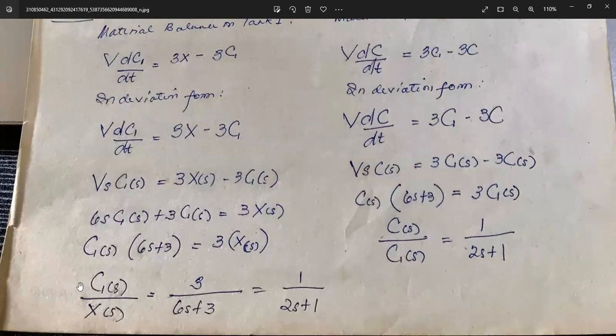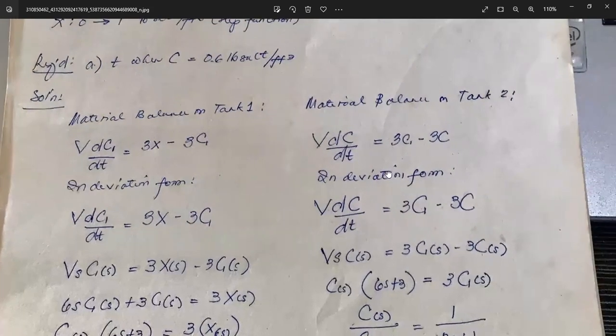So this is your output, and this is your input. It's 3 over 6S plus 3. If we rewrite the expression in such a way that you will have tau S plus 1 in the denominator, to know the gain for the first mixing tank, you will have it in here. So your tau is 2 and the gain is dimensionless. It's 1.